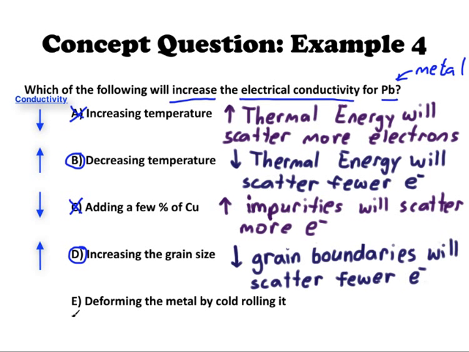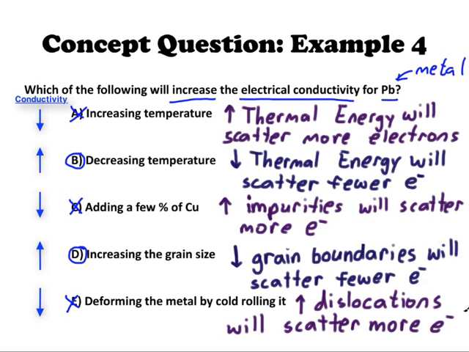Option E, deforming the metal by cold rolling it, is an incorrect answer because by cold rolling the metal, we increase the amount of dislocations, and dislocations are defects that scatter electrons. So more dislocations will scatter more electrons. For this question, we have two answers: option B, decreasing temperature, and option D, increasing the grain size.